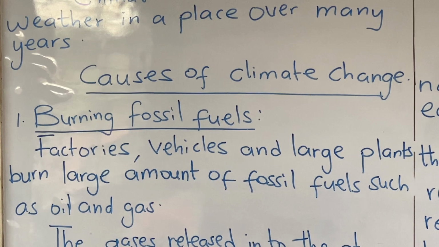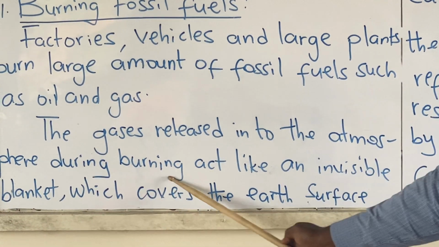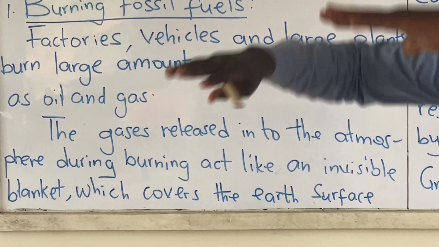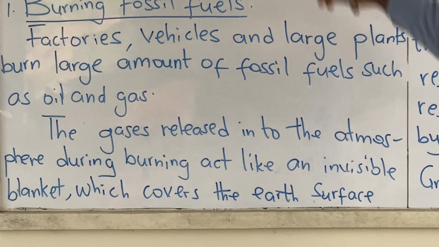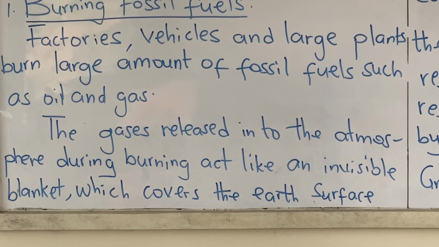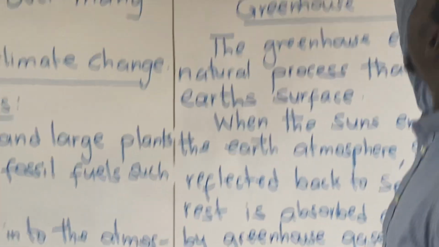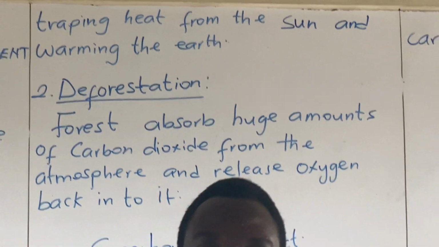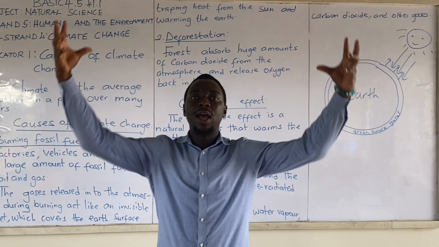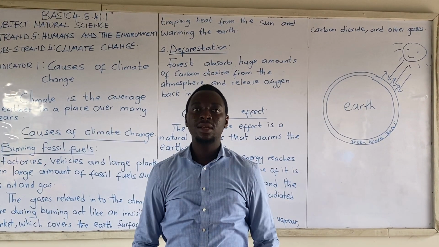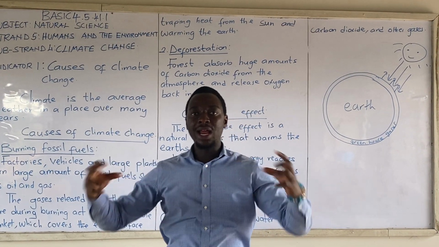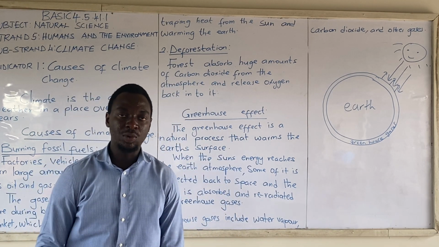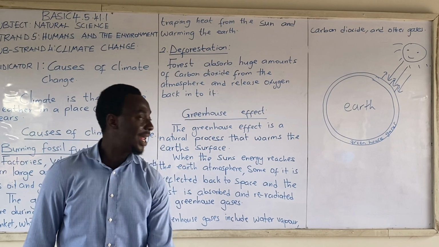The gases released into the atmosphere during burning act like an invisible blanket to cover the Earth's surface, trapping heat from the sun and warming the Earth. So these harmful gases trap a lot of heat from the sun, thereby making the Earth very warm. So burning fossil fuel is the major factor that causes climate change.